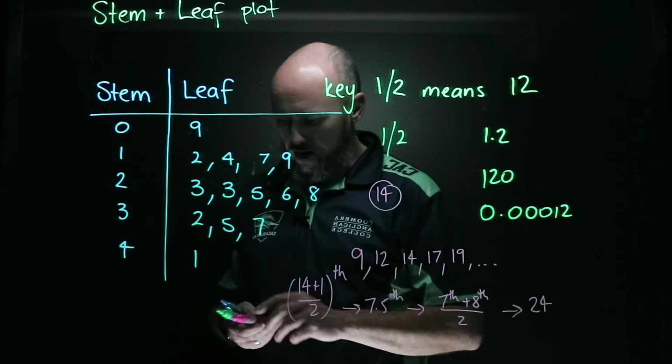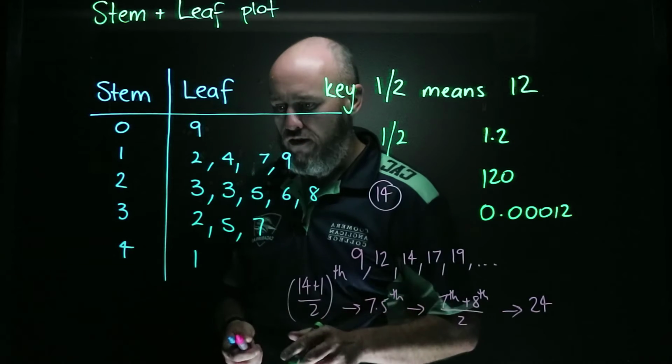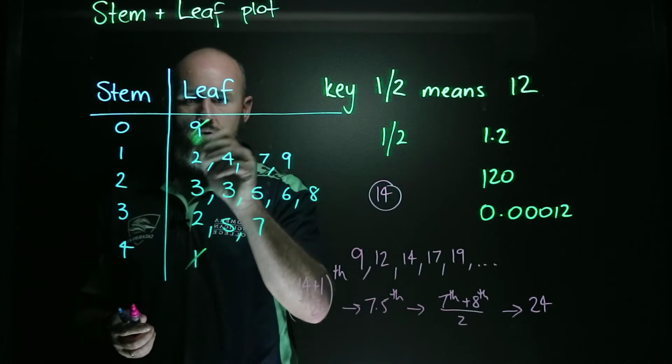Of course, the other way we could do the median, which is going to completely ruin any stem and leaf graph, is to go take the top one off and the bottom one.